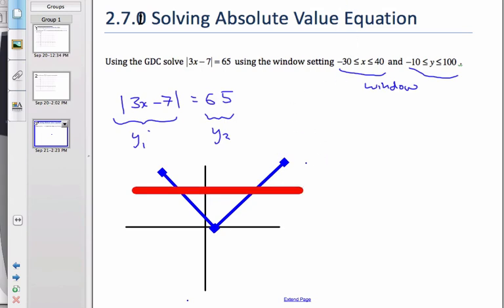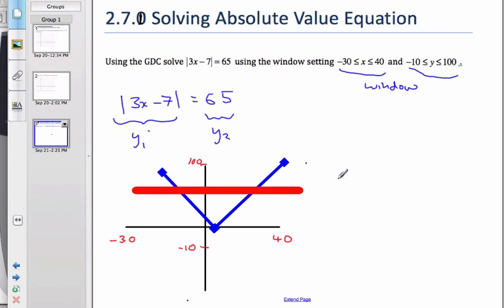We should put our window settings on the graph so the reader has a sense of how big these values are. So let's put negative 30 to 40 for the x, and then negative 10 and 100 for the y. Now we get a sense of how the graph is scaled.